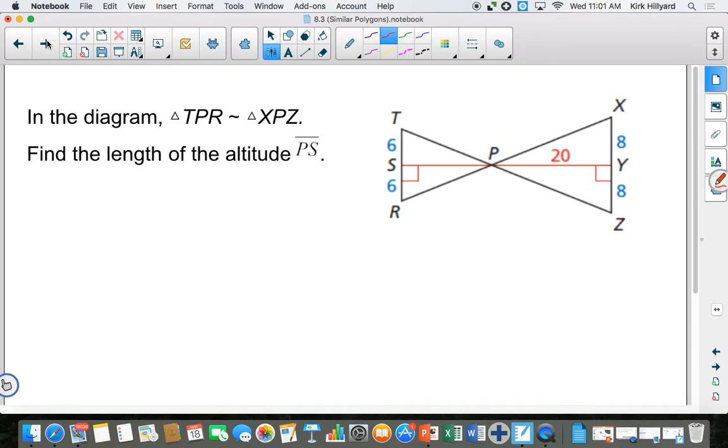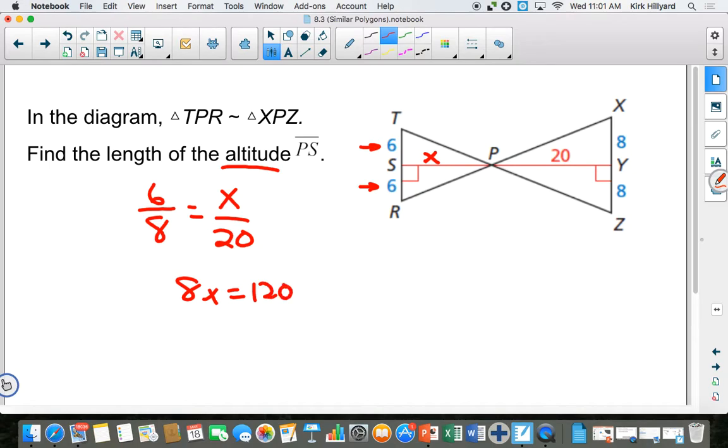Doing the same thing here. Find the length of the altitude, PS. So they want you to find this value right there. We're going to call that x. So you can set this up the same. If I asked you what 6 corresponded to, you could use either 6, but in this case, those are both 8. So 6 is to 8 as x is to 20. Solve it the same. 8 times x equals 20 times 6, which is 120. And we divide by 8. And x is equal to 15.